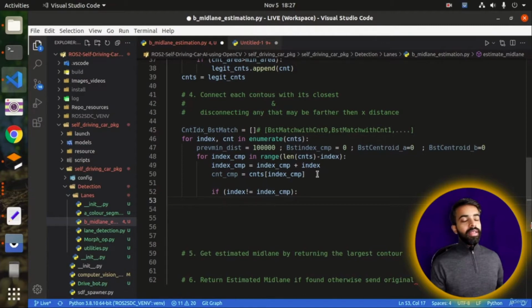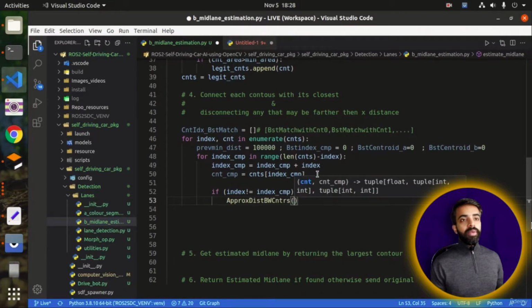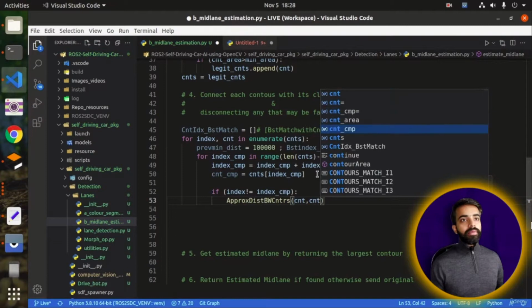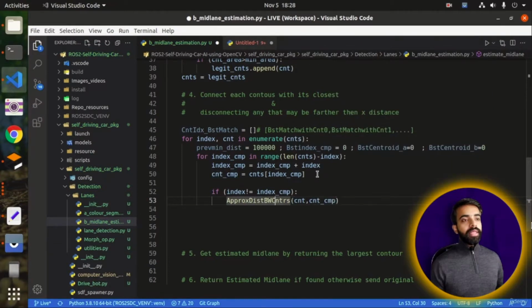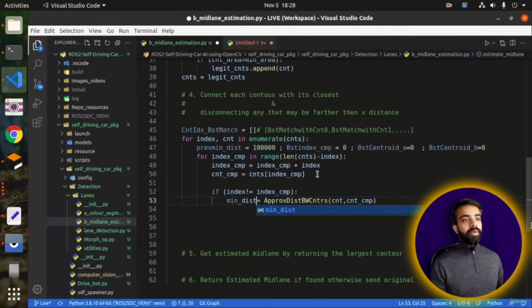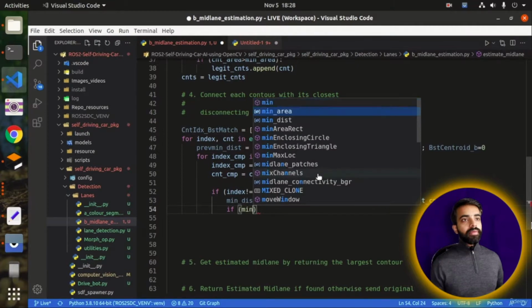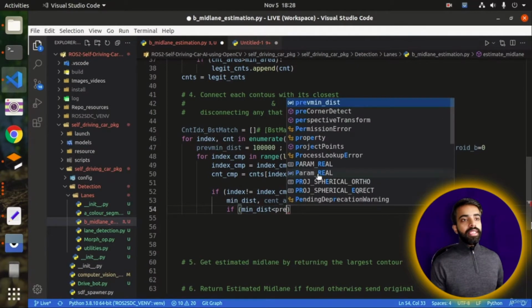Once we write this, we go inside it and simply call that particular function that we have declared above. That is to find the distance between two contours. We pass in the first contour, that is the outer loop contour, and pass in the second contour, that is the inner loop contour. And what we get as an output are the minimum distance between these contours. Then we get the centroid of the first contour and the centroid of the second contour. Once we have these values, we can simply check if this minimum distance that we have just found between these contours is less than the previous minimum distance.